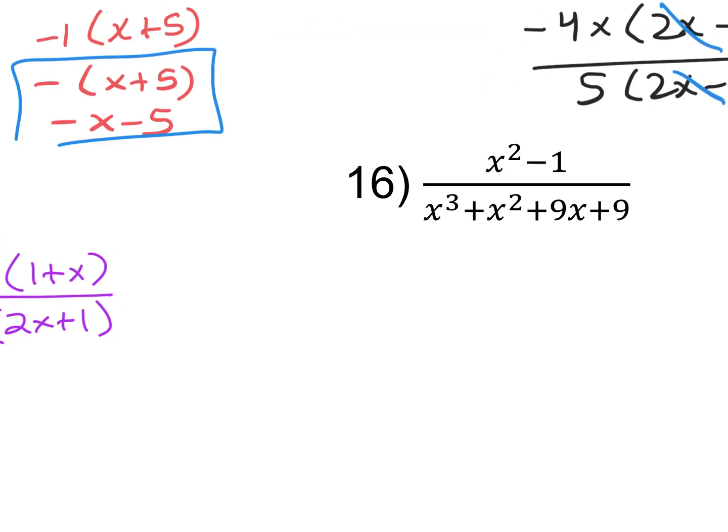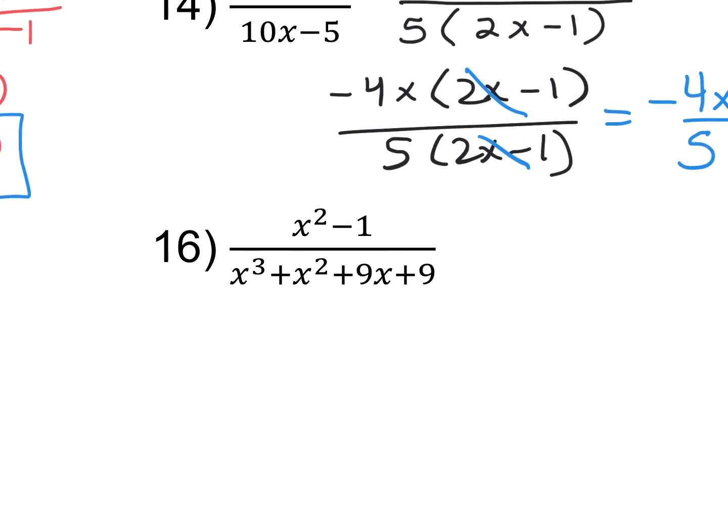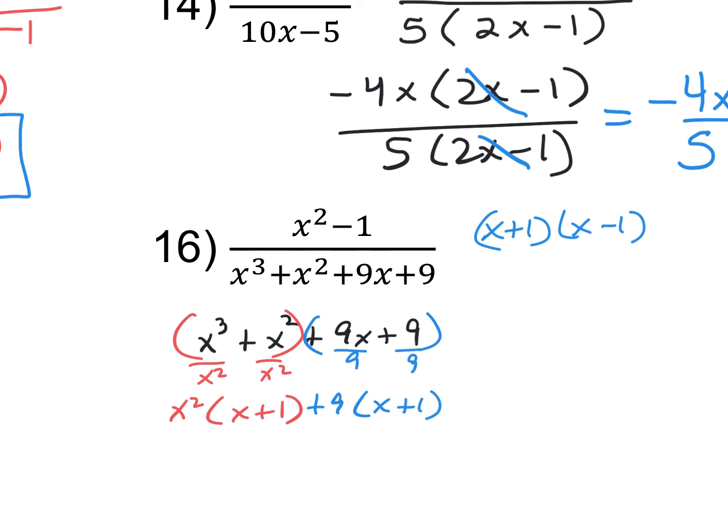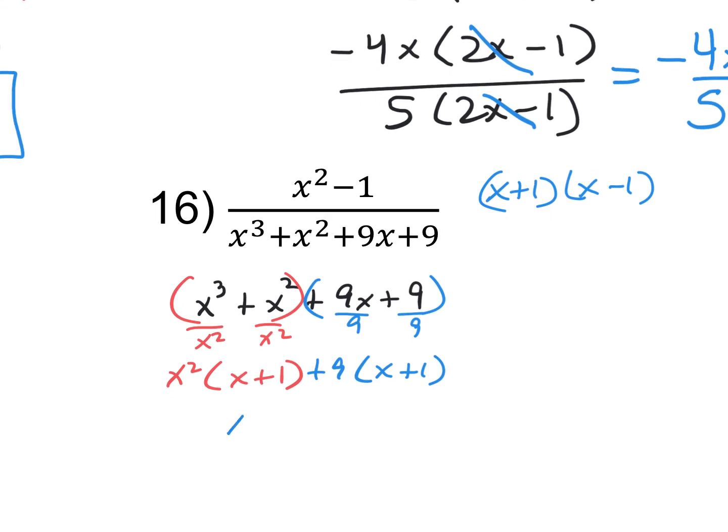Last one, let's go ahead and factor the top. Difference of two squares, x plus 1, x minus 1. Bottom's going to involve a little bit more work. We're going to factor by grouping. So let me go ahead and write it down here. I'm going to make two groups, make a red group and a blue group. GCF of red is going to be x squared. GCF of the blue group is going to be 9. x plus 1.